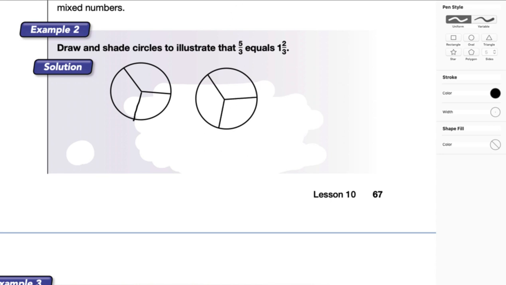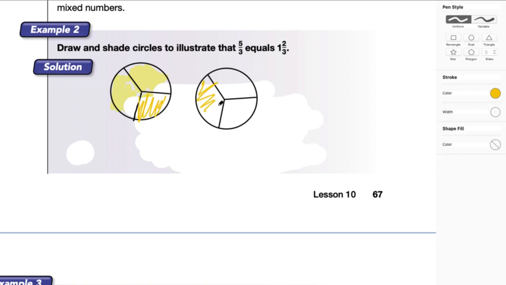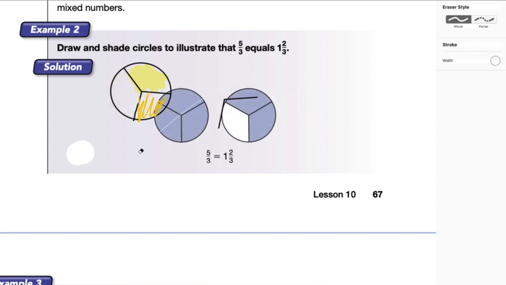So now I can see that I can highlight this as 1/3, 2/3, 3/3. Let's do it this way. 3/3. And then 4/3 and 5/3. So this represents 5/3, and we can see that that's 1 and 2/3. So drawing the circles was helpful, even though my circles were not as pretty as the textbook's. Just wanted us to do it together.